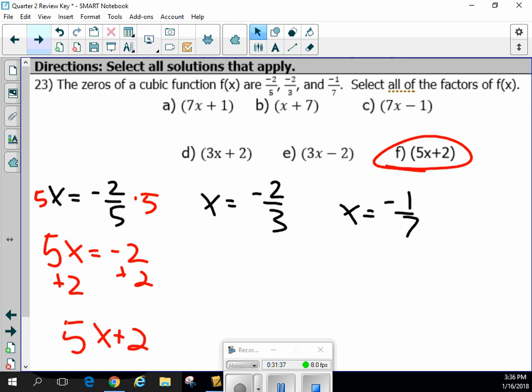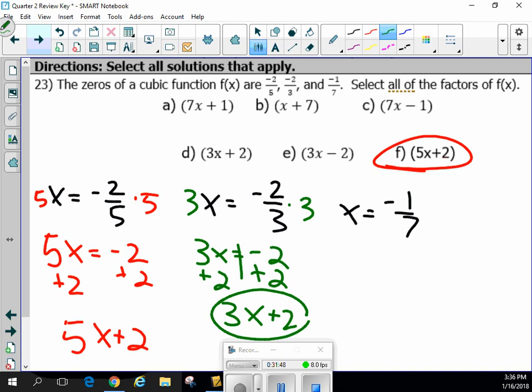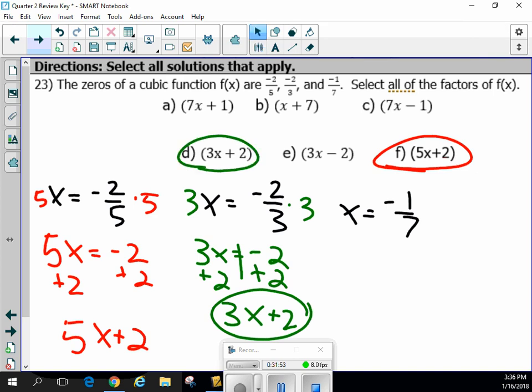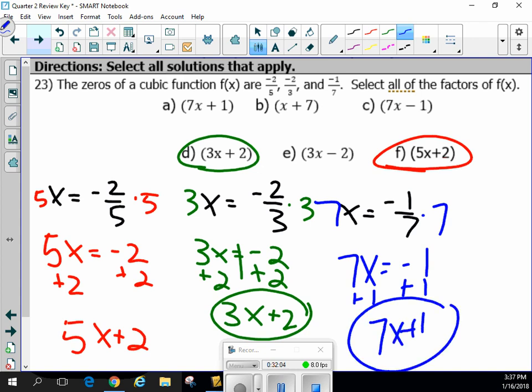F. Your second factor, multiply 3 by both sides to get 3x equals negative 2. Add 2 to both sides to make the right side 0, and we get plus 2. 3x plus 2 is D. And last but not least, multiply 7 by both sides, and you get 7x equals negative 1. Add 1. And that answer is A. So your answers are A, D, and F.